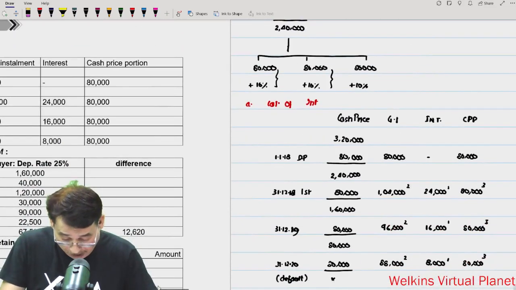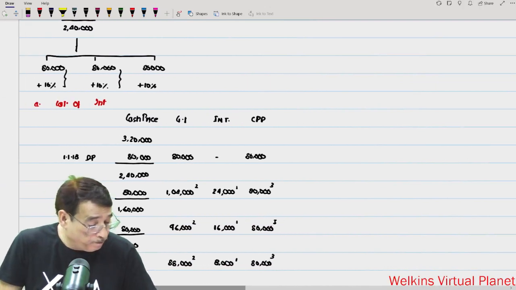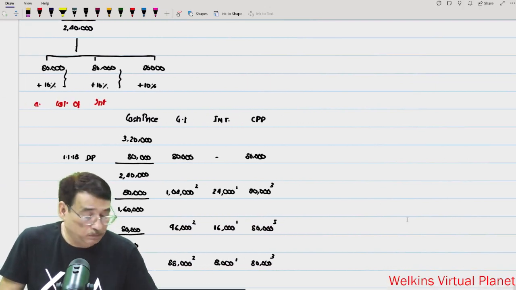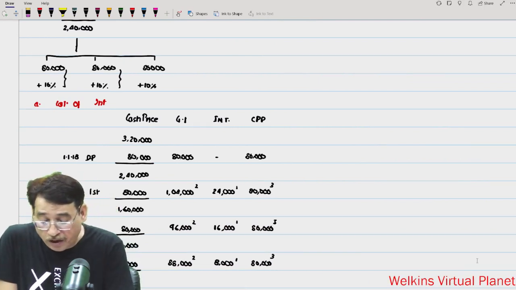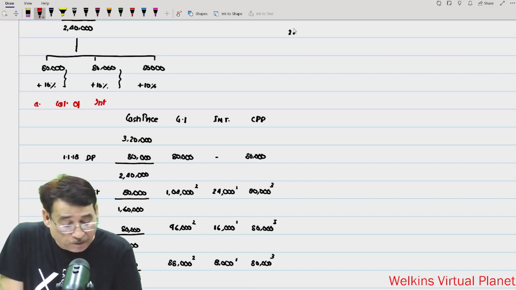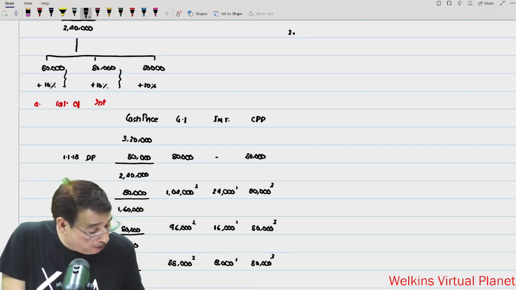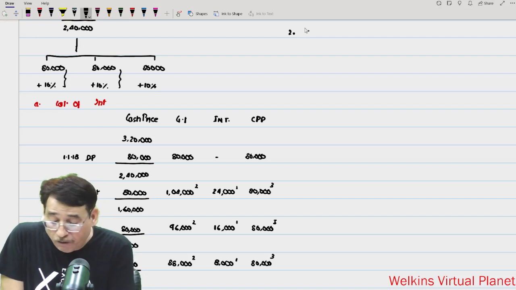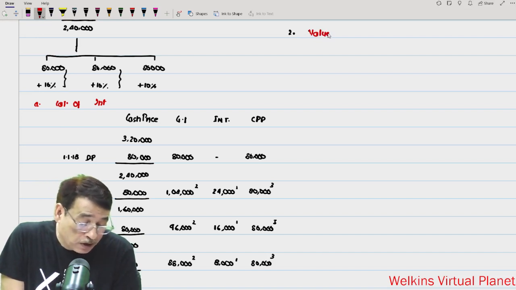Now I will create a little bit more space for me. Now we are going to do some working just to equip you better. Step number two. Under step number two, we are going to find out the value of goods repossessed. In this question, goods are trucks. So you can also write value of trucks repossessed.